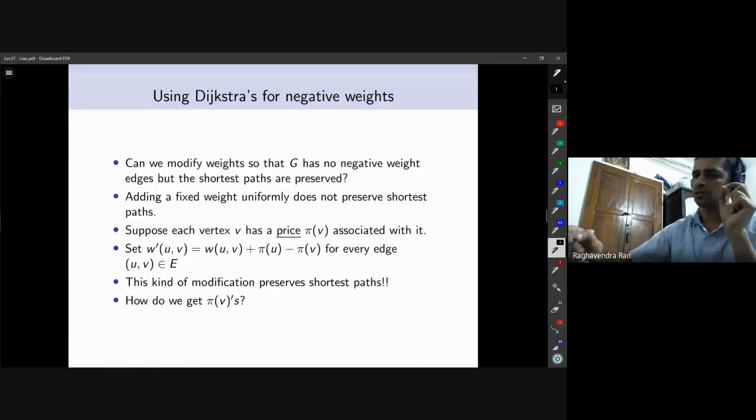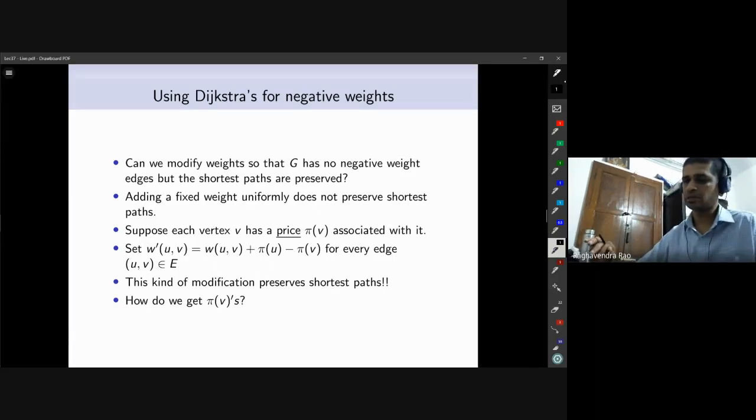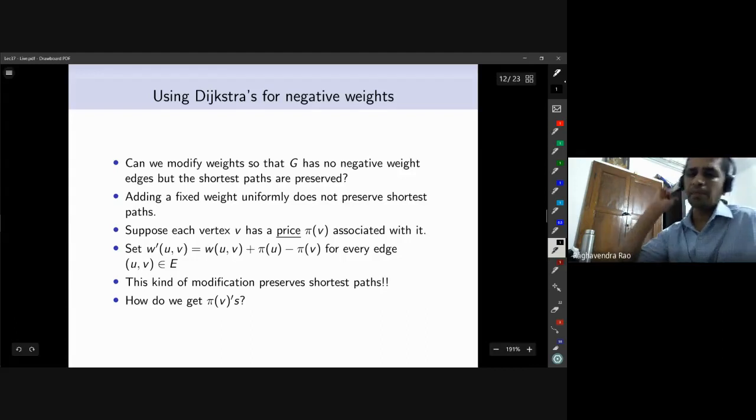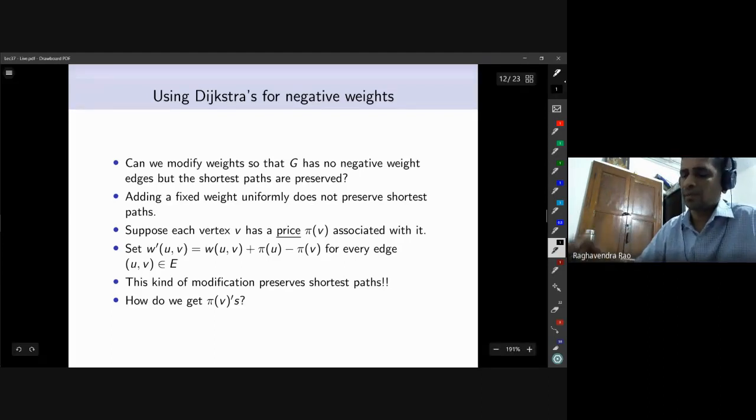Okay, so yeah, adding a fixed weight uniformly does not preserve the shortest paths. But instead you can imagine the following. Suppose for each vertex V there is a price associated with it. You can just imagine the price associated with it.